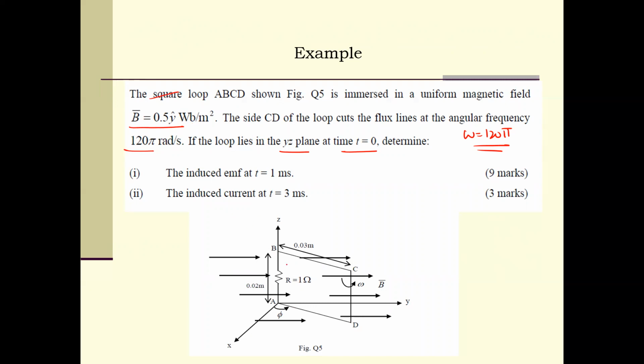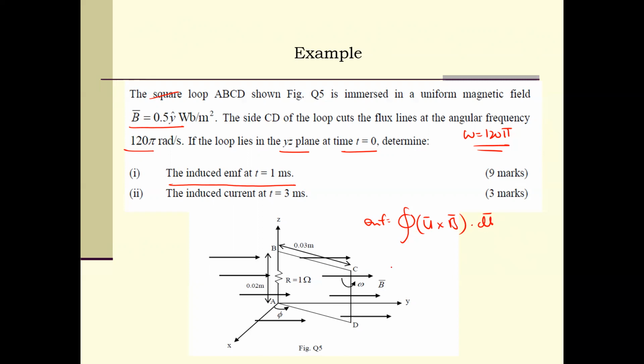Yeah, B is a static field. Okay, and the loop is moving. Yeah, the loop is moving. So when the loop is moving and your field is a static field, this is considered to be a motional EMF concept or motional EMF principle. Yeah. Okay, so the question is, based on the given problem, determine the induced EMF at time t equals 1 millisecond. Okay, so again, from the motional EMF, we can write that the EMF is equal to the closed loop integration of u cross B dot dl.